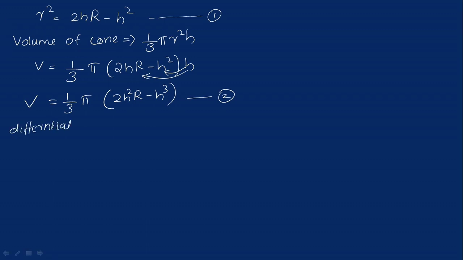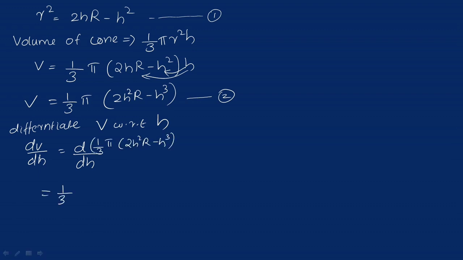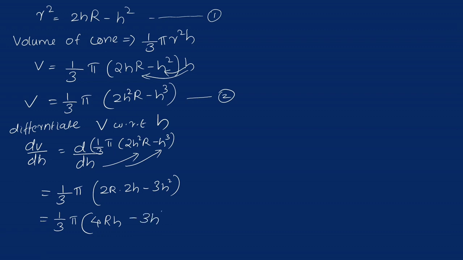Now differentiating V with respect to h, we have dV by dh, that is d by dh of 1/3 pi into 2h square R minus h cube. 1/3 pi is constant, so d by dh of 2h square R, that is 2R into 2h, minus h cube, that is d by dh, that is 3h square, or dV by dh is equal to 1/3 pi into 4Rh minus 3h square.